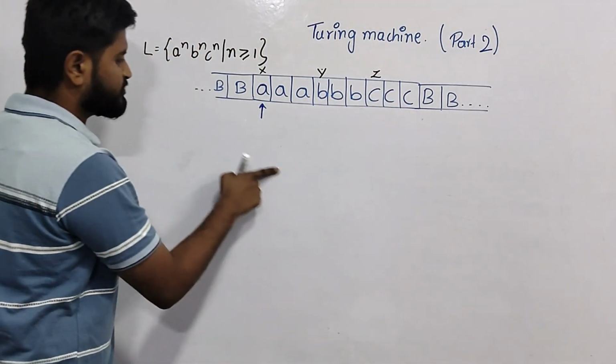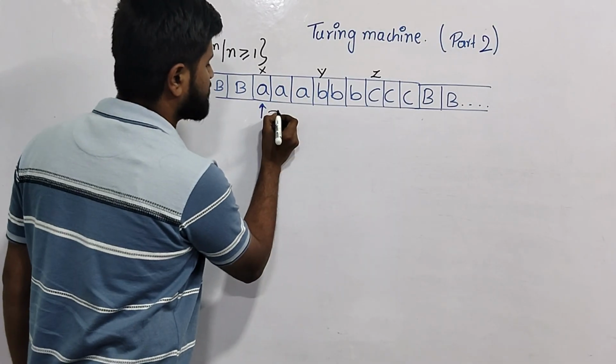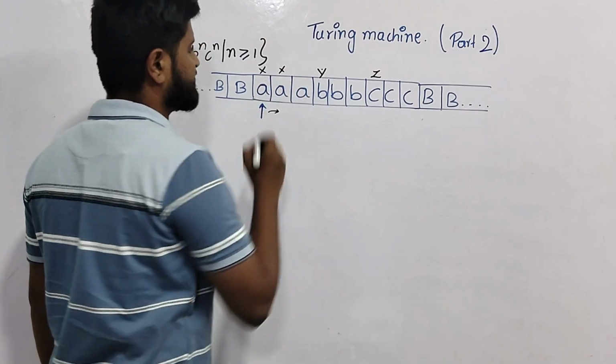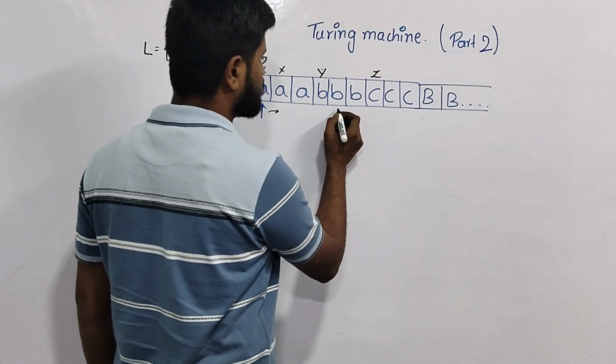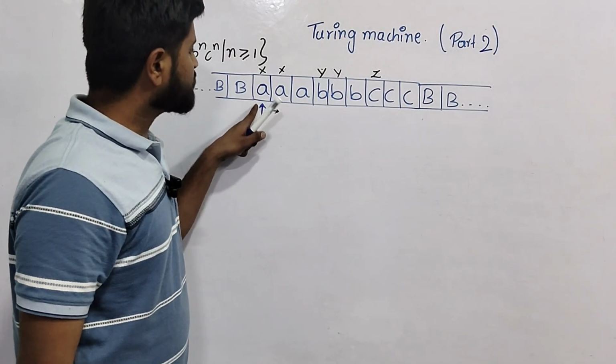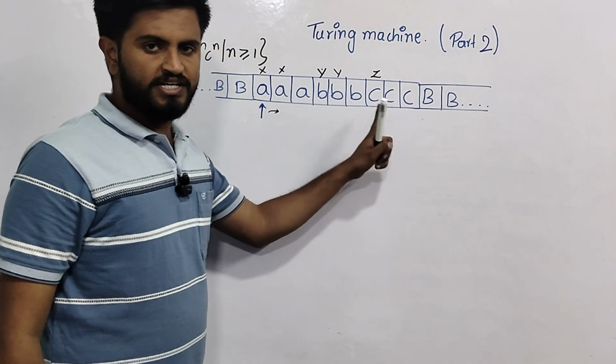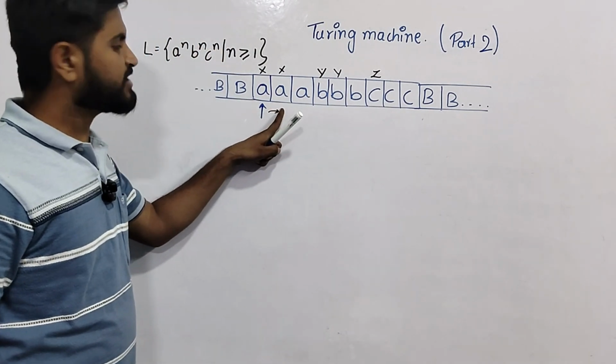Again, I must come to X, because A is replaced as X, and then I will move to A and I will replace it as X. Then I will again move to B, then I will replace it as Y. That is, after one A, you can only replace another B. Next, C. All one time over means next you will be coming for another cycle.